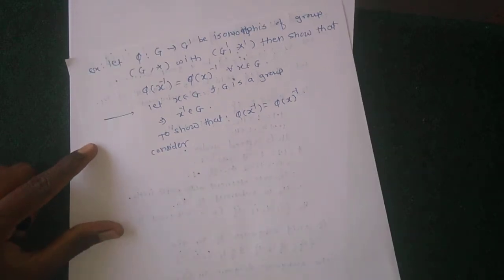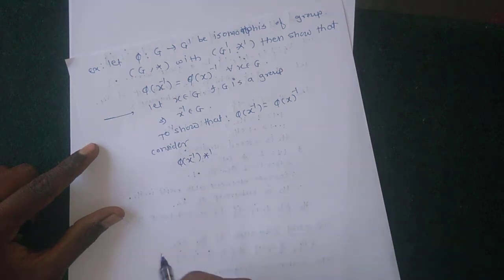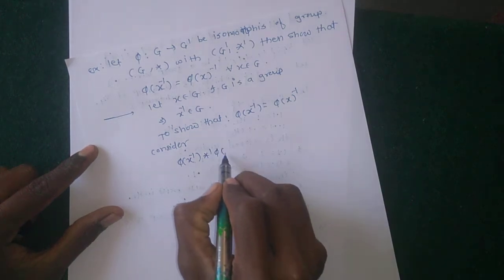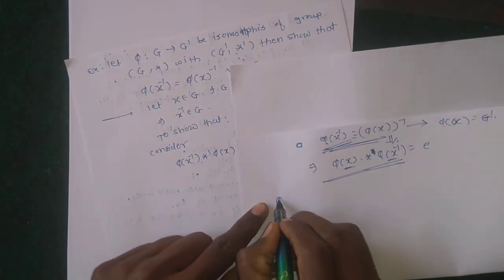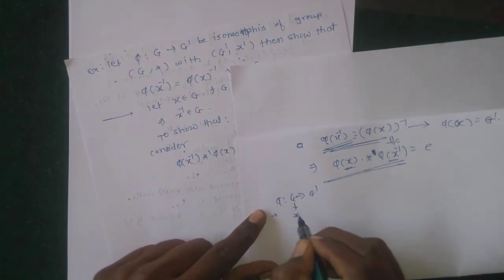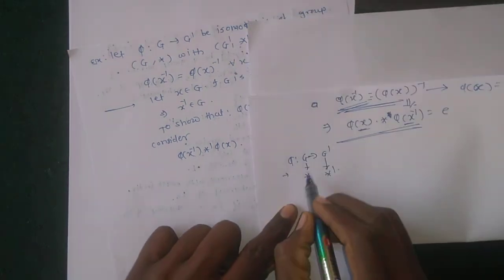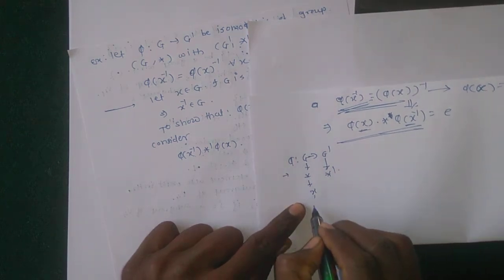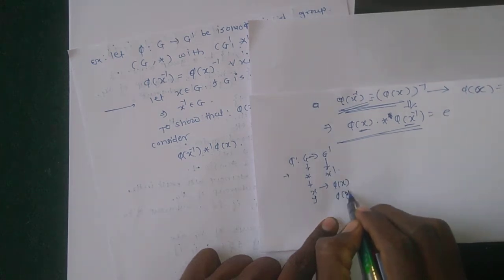let us consider phi of x inverse star dash phi of x. Why star dash here? Why is this binary operation used? Because here the function is from G to G dash, and G is a binary structure with respect to star, and G dash is a binary structure with respect to star dash. But in G the elements are of the form x, y, but in G dash the elements are of the form phi of x, phi of y, and so on.